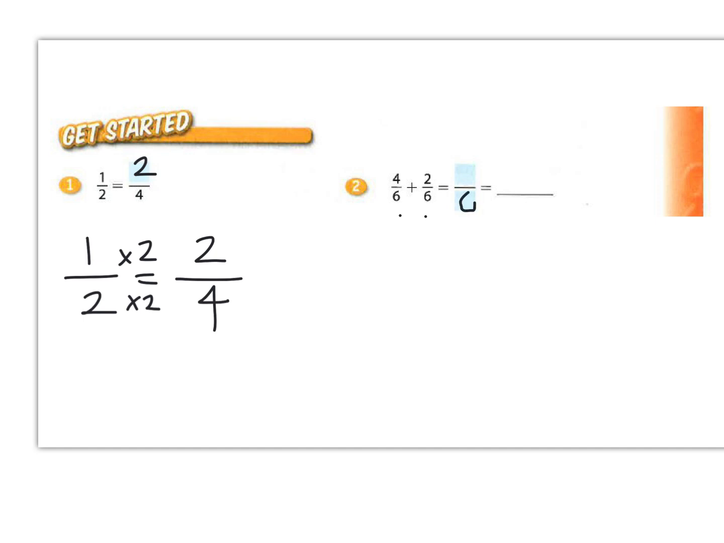Here we have 4/6 plus 2/6. Remember, when we add and they have a like denominator, that stays the same. 4 plus 2 is 6. We get 6/6, which equals 1.